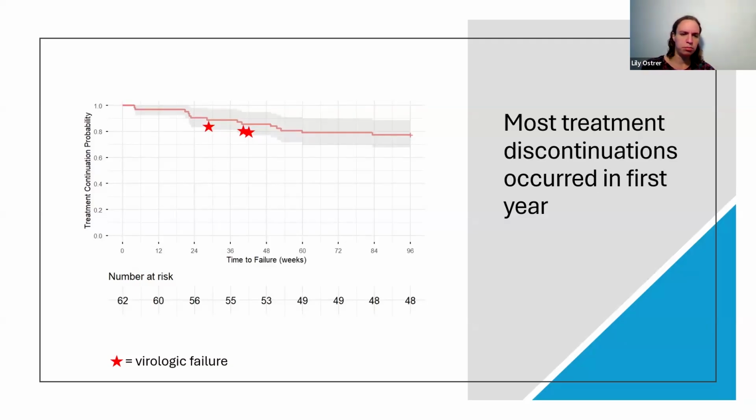It's a Kaplan-Meier curve showing essentially the probability of continuing treatment, or the time to failure. The 3 stars indicate when the virologic failures occurred, which were all within the first year of treatment.